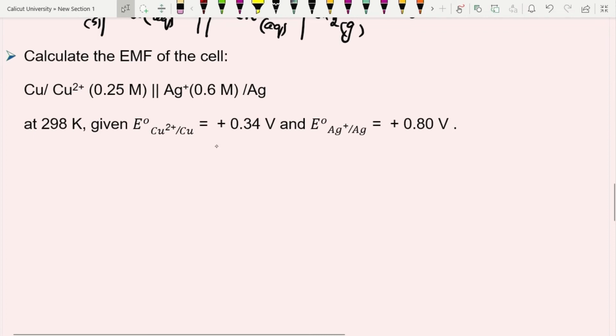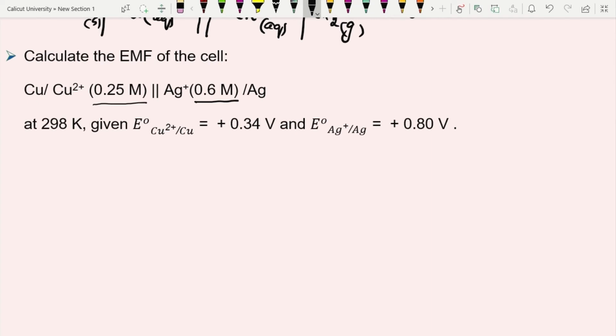Calculate the EMF of the cell where the copper ion has a concentration of 0.25 molar and silver ion a concentration of 0.6 molar at 298 Kelvin, given E naught of Cu2+/Cu is equal to 0.34 and E naught of Ag+/Ag is equal to 0.80 volts. This is again an application of the Nernst equation, but we have to find out the cell reaction, only then can you find out the number of electrons involved. So, first we have to find out the value of N.